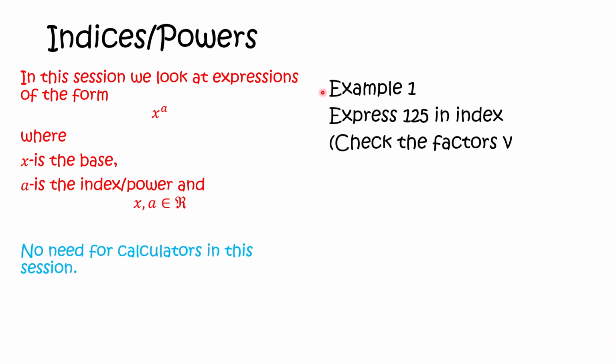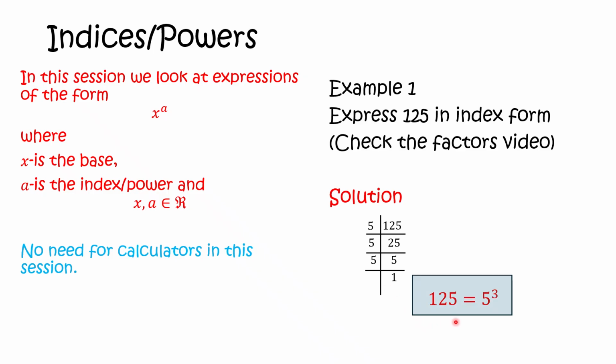Let's look at example 1. In example 1, we are meant to express 125 in index form, and I encourage you to check out the factors video. The solution. Recall how we find the factors for a number. We divide by the smallest prime factor, which is 5 in this case. Dividing that into 125, we get 25. Divided by 5, we get 5. Divided by 5, we get 1. Therefore, 125 is equal to 5 to the power 3.